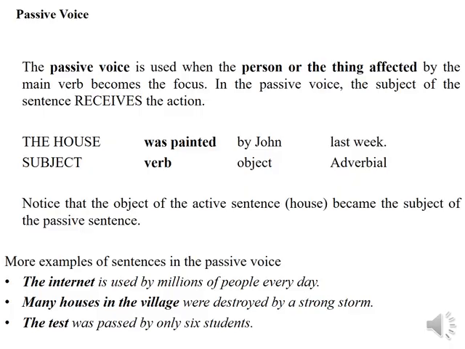Another example of sentences in the passive voice. We have: The internet is used by millions of people every day. Millions of people, as we had in active, we now have it under object, and under active it was under subject. So the internet, which was under object in active, we now have it under subject in passive. And so on and so forth.